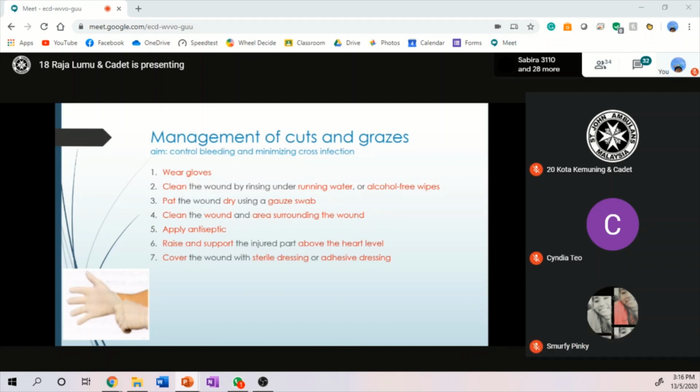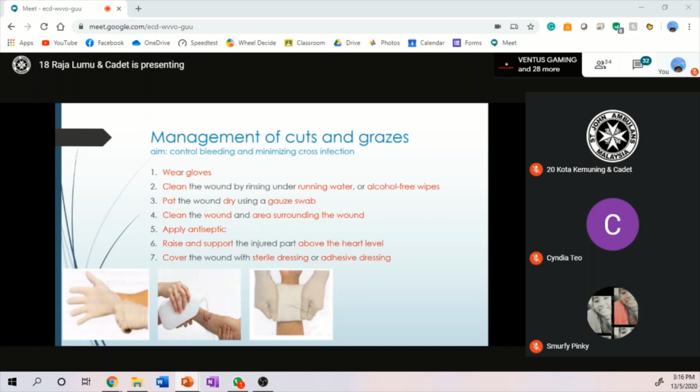Okay, wear gloves. Clean the bacteria, like clean the wound. Then put a pad.